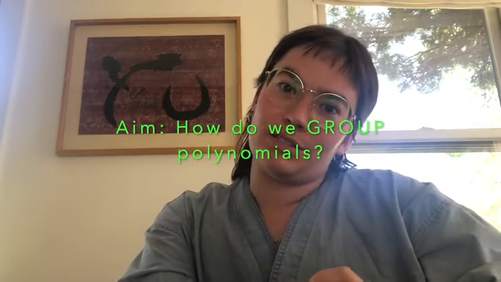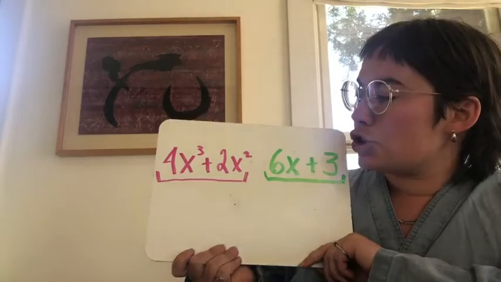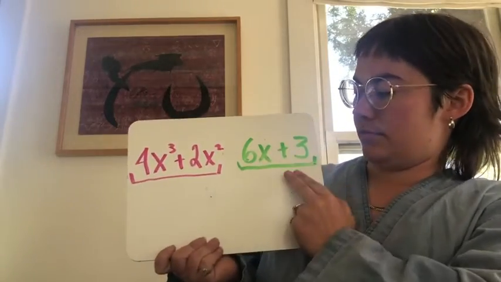Today we are going to be working on our AIM 7.16, how do we group polynomials? We are going to be honing in on how we group larger polynomials, all in this skill number 2 of Unit 7. Here I have two binomials.